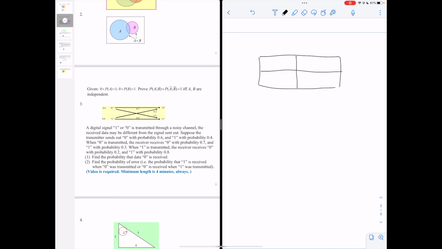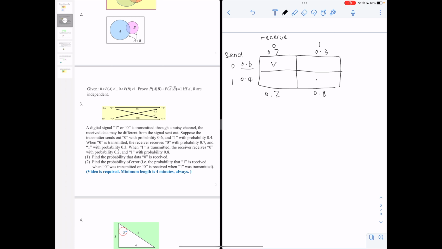Let's draw a chart. And the rows will stand for the signals sent. That could be 0 or 1. And in both scenarios, a 0 or a 1 could be received correctly or incorrectly, respectively. And let's fill out the probabilities here. The probability of sending a 0 is 0.6, and the probability of sending a 1 is 0.4. And here we have 0.7, 0.3, 0.2, 0.8.